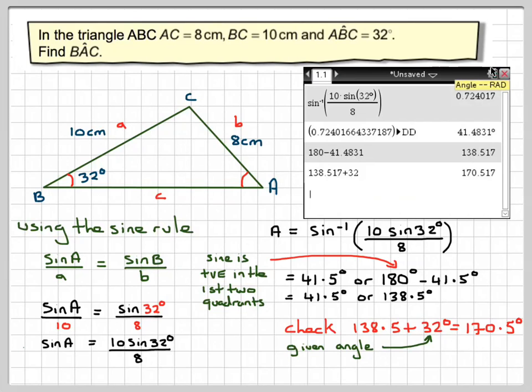In standard level maths you need to be aware of this when you're finding angles. So there are two possible answers in this question. So there are two possible triangles that can be drawn. One has A at 41.5 and the other has A at 138.5.